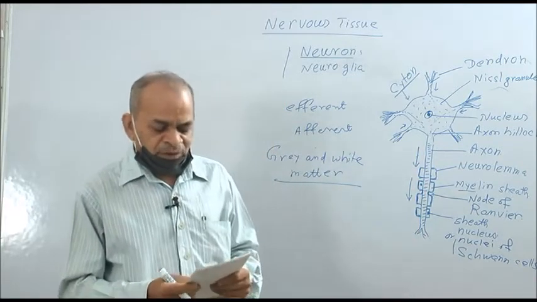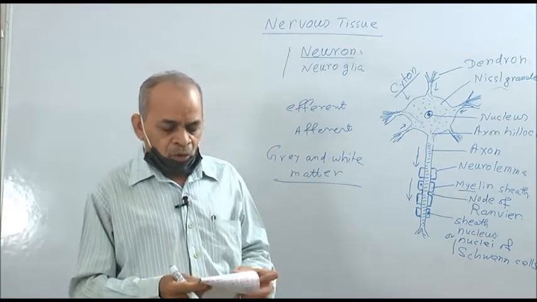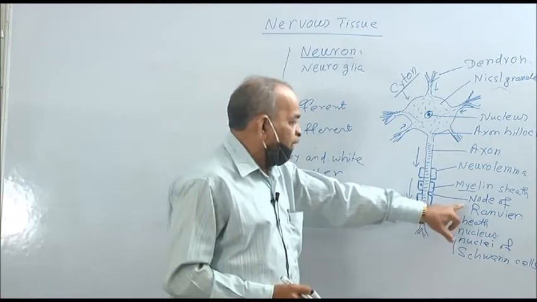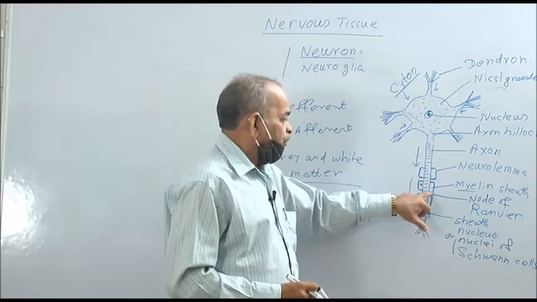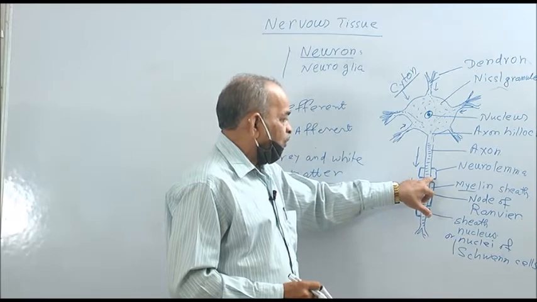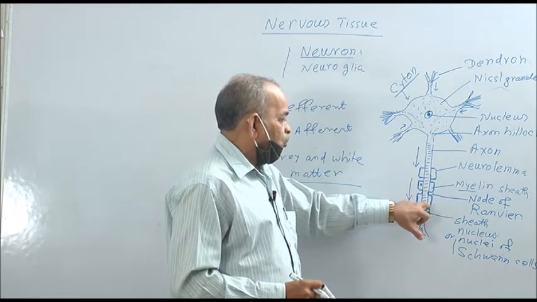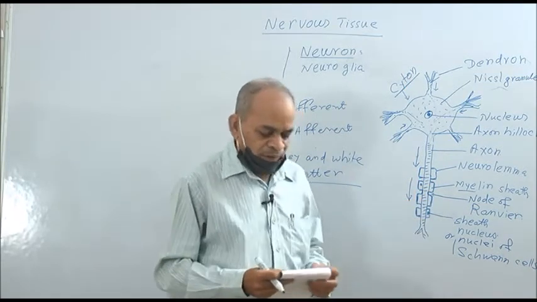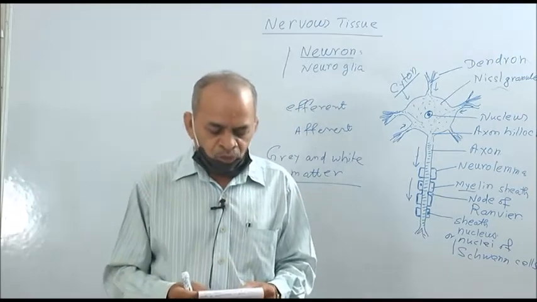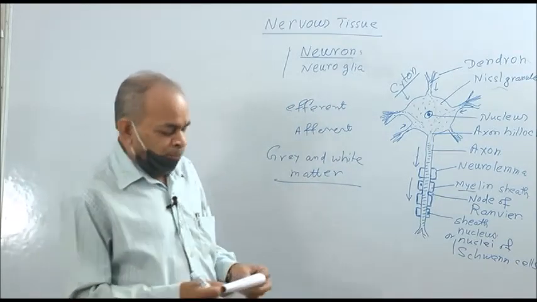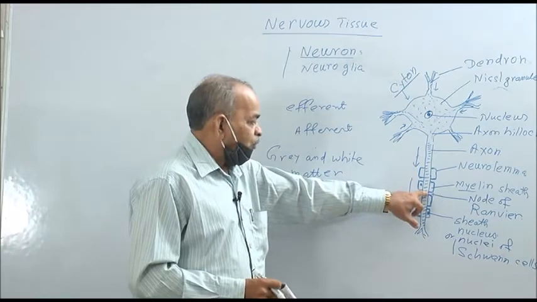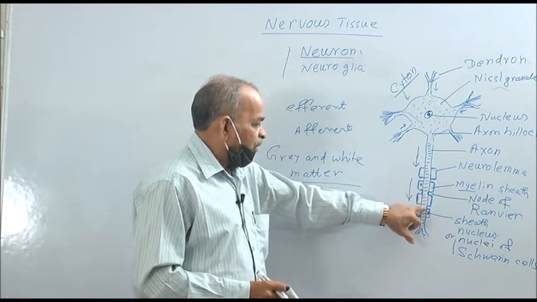The constricted regions are called nodes of Ranvier. This is a node of Ranvier, this is another node of Ranvier, and this is another node of Ranvier. So they are called nodes of Ranvier, where the neurolemma is in direct contact with the axis cylinder.